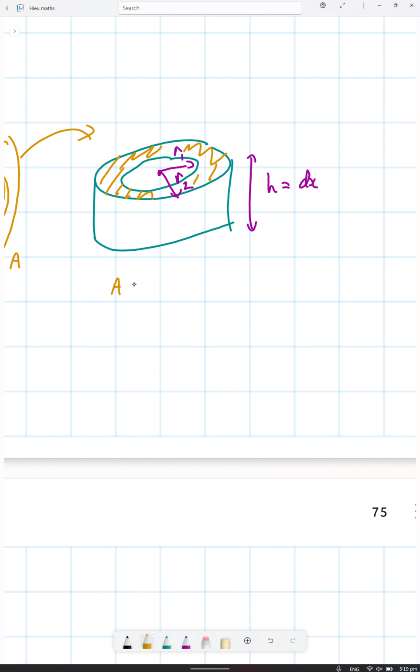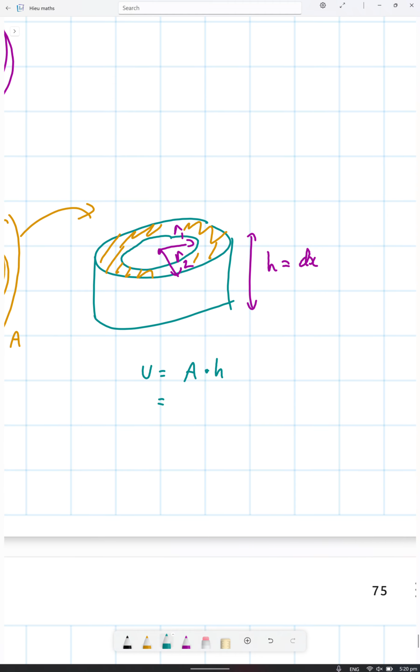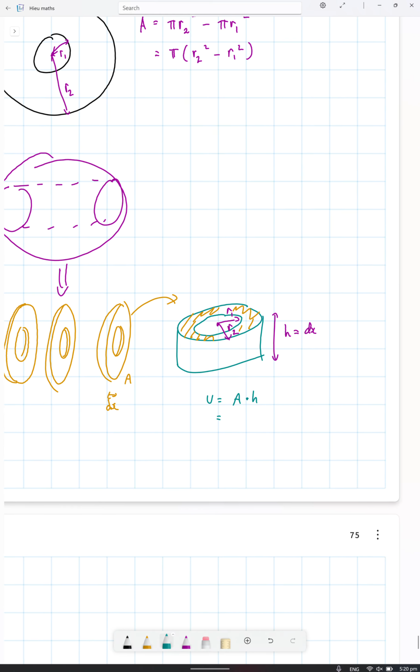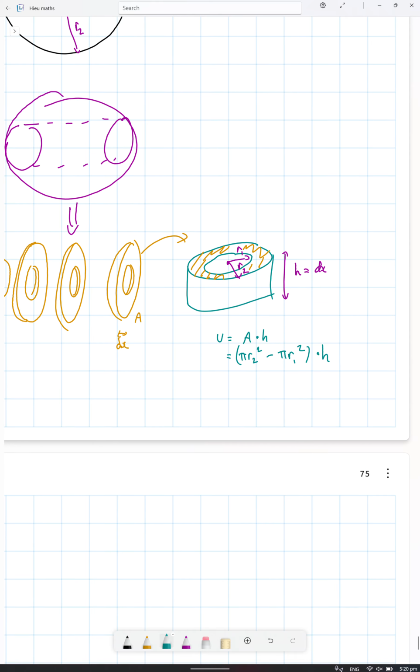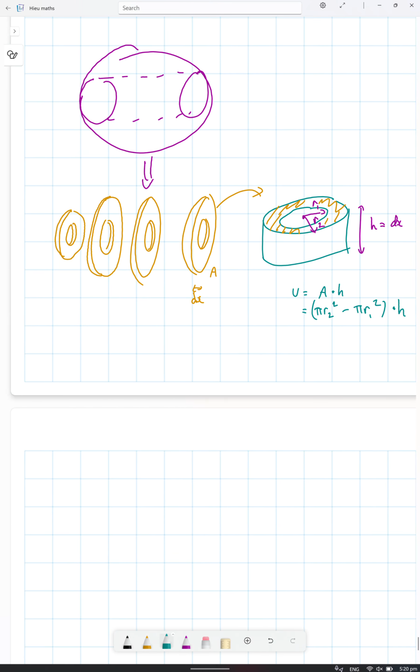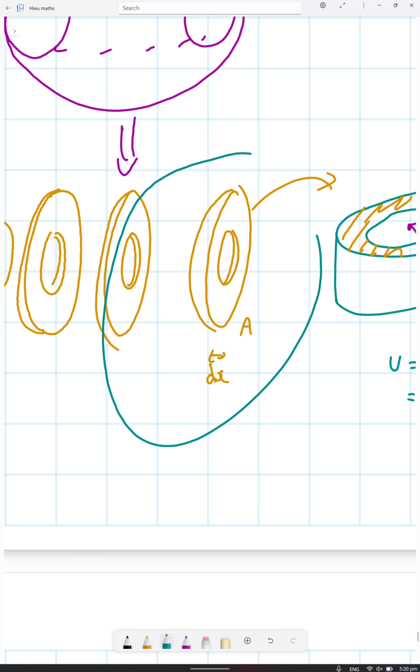The equation for the volume of a cylinder is, well, we just think of it as area times height, right? If we have the area of that face, we times height. Well, what's the area? We found it up here. Area is pi r2 squared minus pi r1 squared, right? That's the area. Then all of this times h. So let's apply that to these slices here.